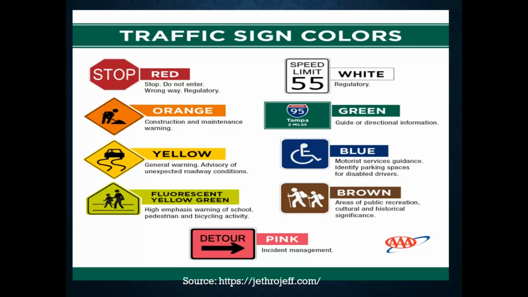Red means stop, do not enter, or something like a wrong way, and they are said to be a regulatory device or regulatory sign. We have orange, which shows that construction or maintenance is going on at a particular point. When we see any traffic sign having an orange color, it means construction or maintenance is going on in that vicinity or on that road or in that location. So whenever we see any signs with an orange color, we need to know that there is construction or maintenance ahead.